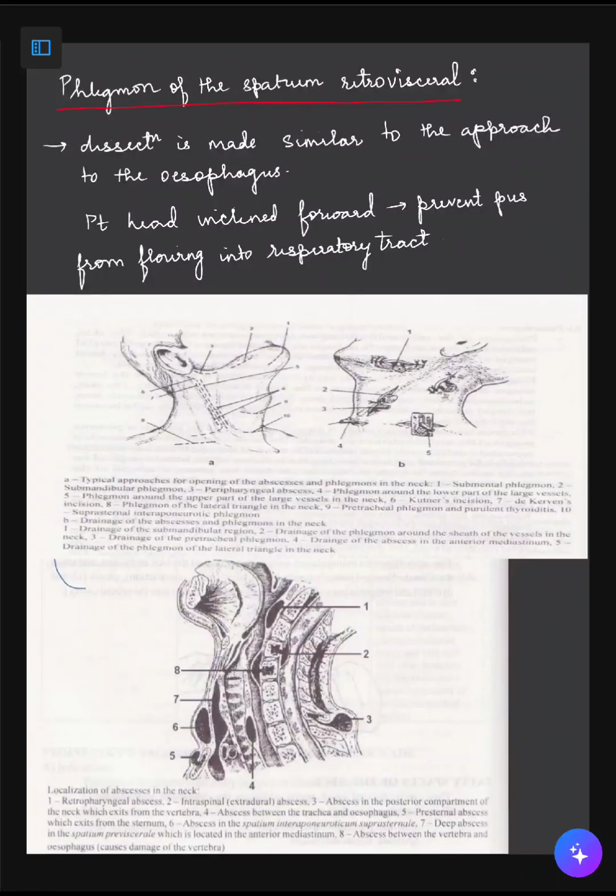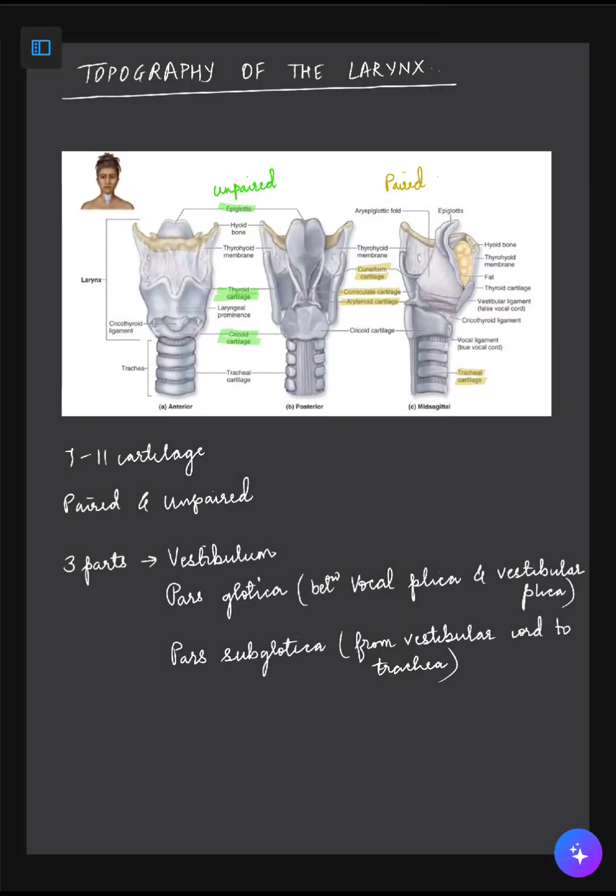Now, phlegmons of spatium retroviscerale. Retrovisceral. Now, dissection is made similar to the approach to the esophagus. Patient head inclined forward prevents pus from flowing into the respiratory tract. Now, in this diagram, there are different kinds of structures, like where is the phlegmon, where it is done, abscess in the neck and phlegmons in the neck. Fine. We should study this diagram so we can remember it properly.